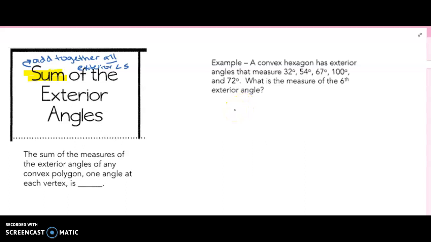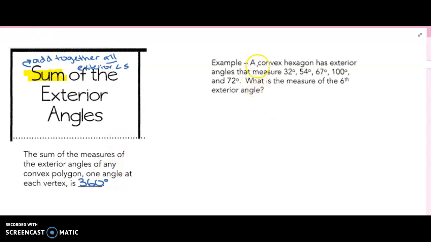Now, exterior angles are easier than interior angles because for the exterior, you don't even need to know a formula. Okay, I know it seems weird, but for every single polygon, the exterior angles always add to 360 degrees. There's no exception to that rule. Every single polygon, if you add up the exterior angles, you're going to get 360.